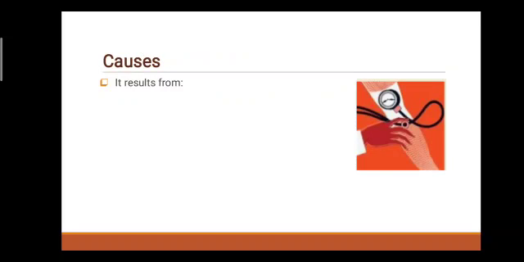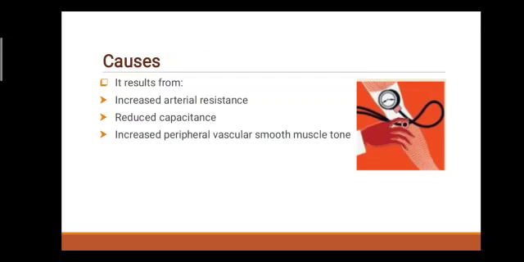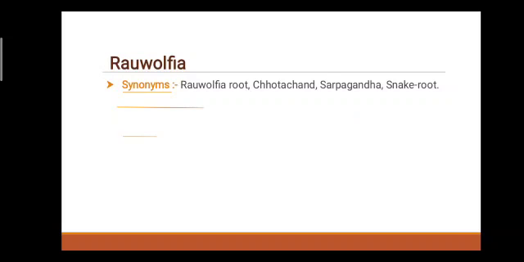Causes: it results from increased arterial resistance, reduced capacitance, increased peripheral vascular smooth muscle tone. Next drug: Rauwolfia. Synonyms: Rauwolfia root, chota chand, sarpagandha, snake root.